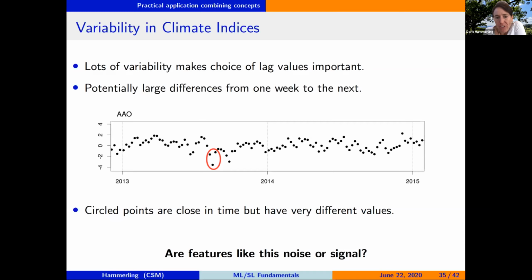For example, what's highlighted here in red, in that red circle, is we have now values that are very close in time. So these are weekly values here of this specific climate index. And what you need to know when you make these choices is, are features like this noise or signal? And that informs how you want to treat smoothing out this signal here.